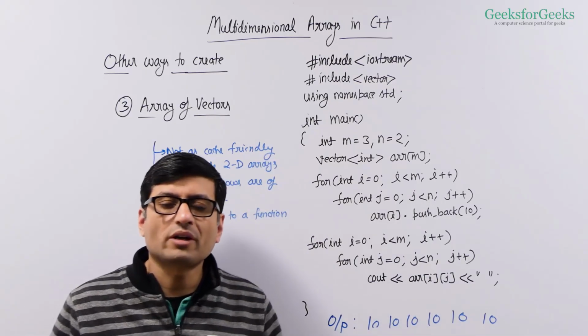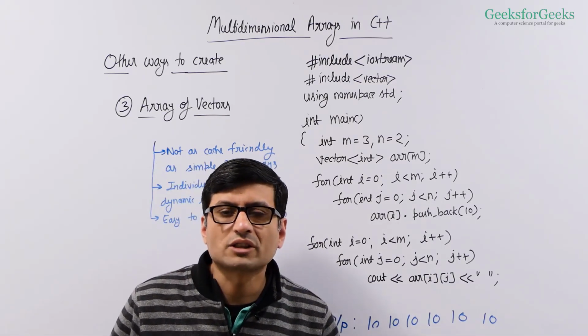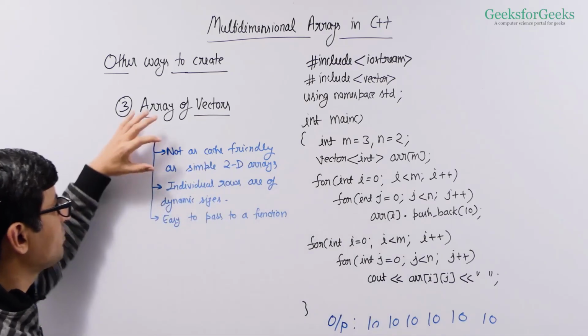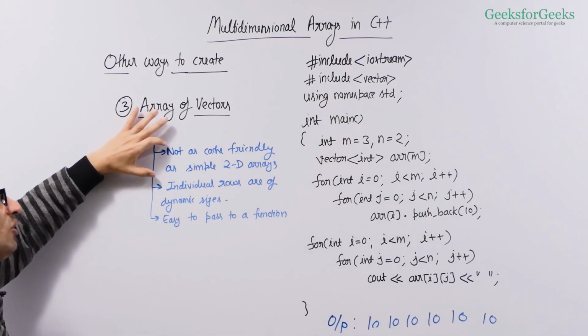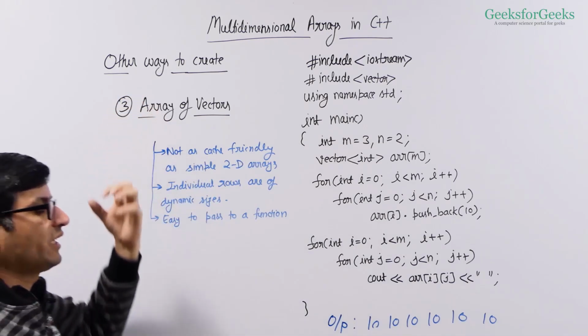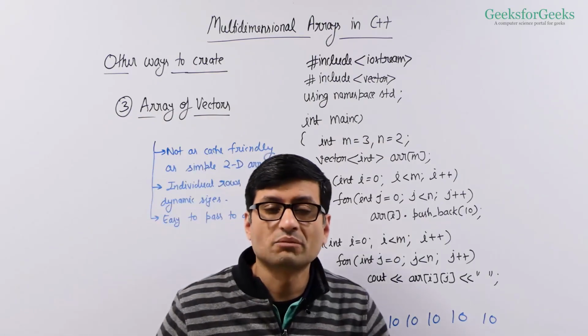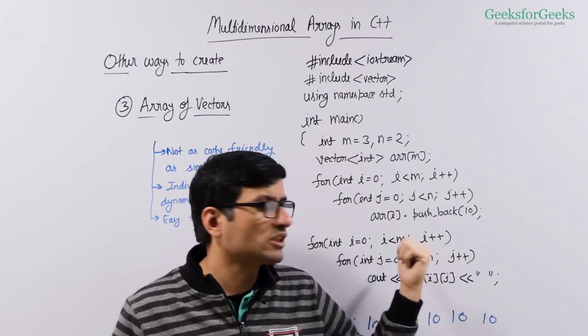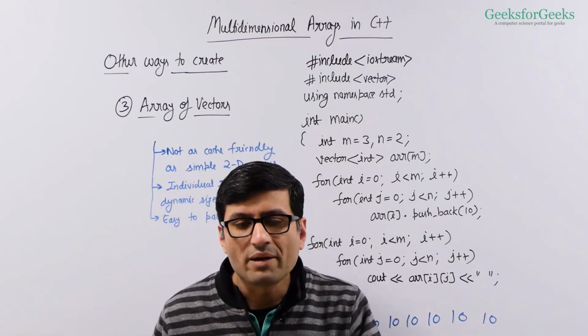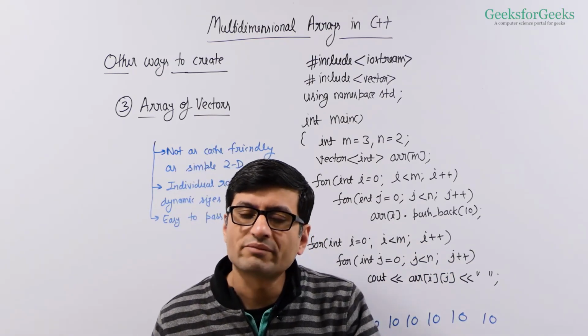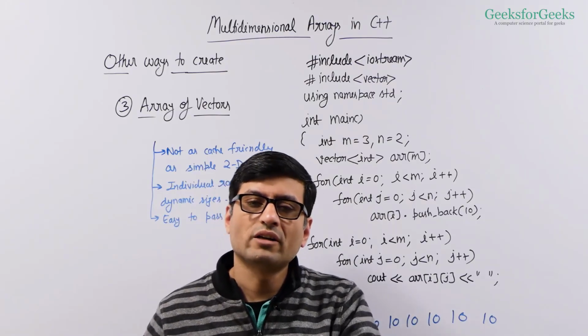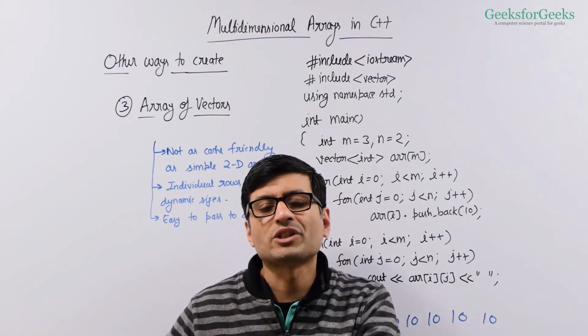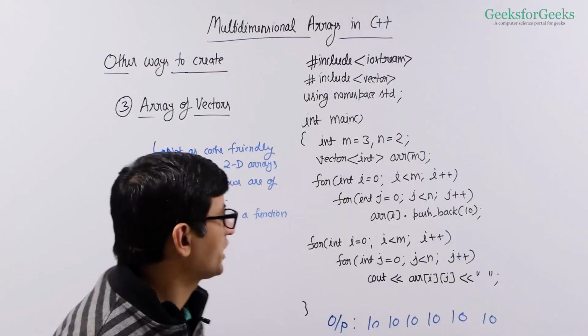Now let's talk about advantages and disadvantages of this method. Like the previous two methods, this method is also not as cache friendly as the simple 2D array method because there everything is stored at contiguous locations. Here in this method also, m vectors are created and these m vectors internally allocate dynamic memory, right? And which are at different locations. So this is also not cache friendly.